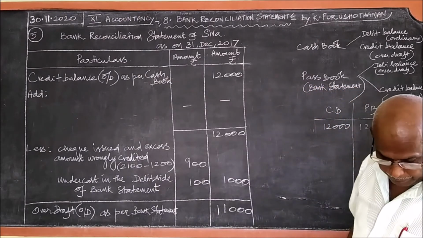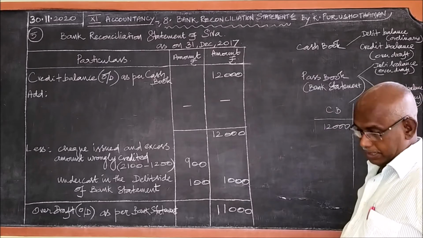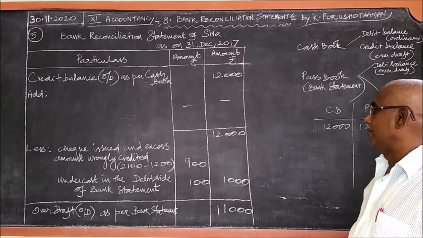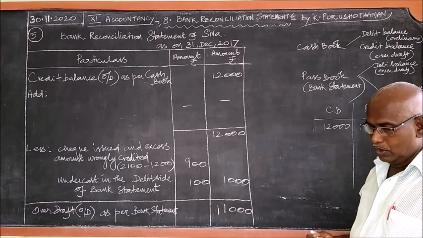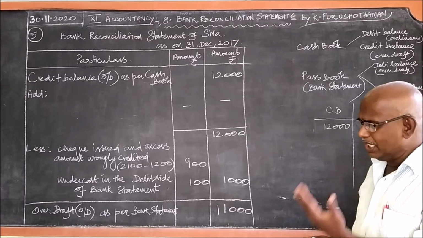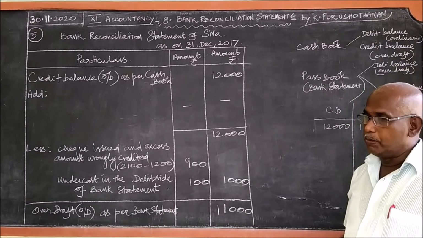Then the next amount: debit side of the bank statement was undercast by rupees 100. Totaling is less. Therefore, to equalize the total, what should be done? The amount should be added.